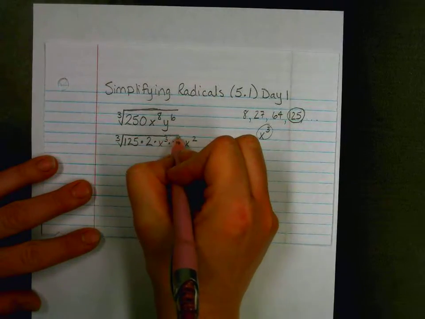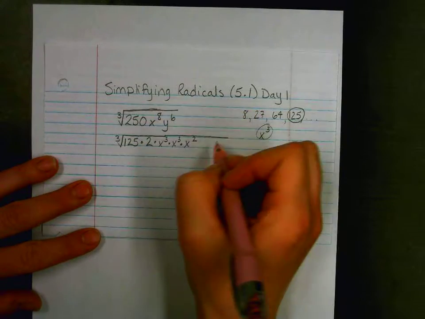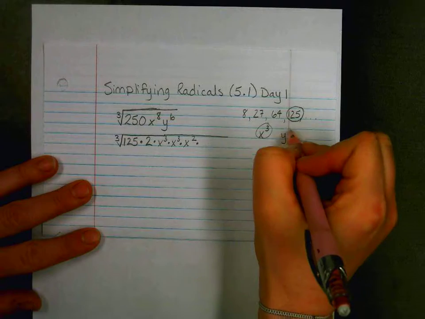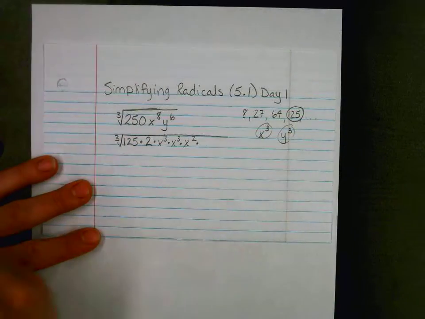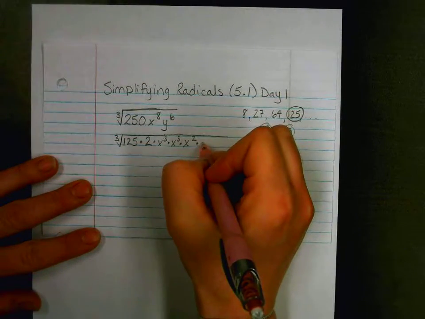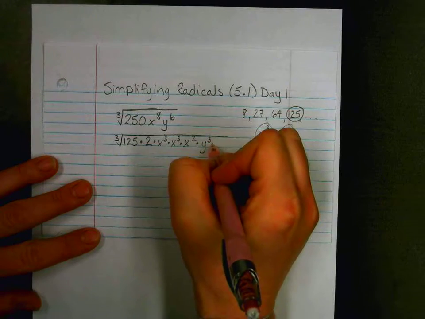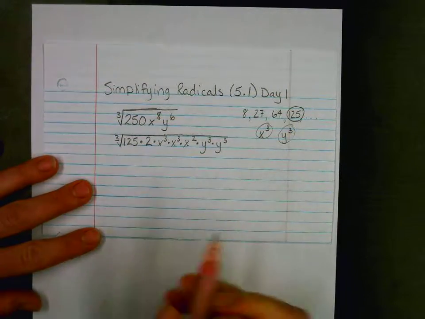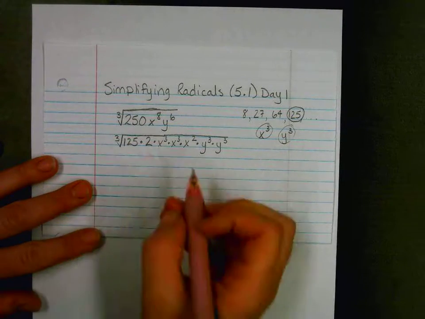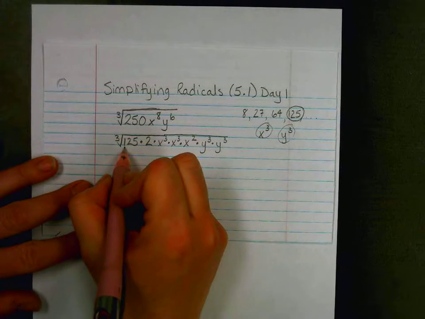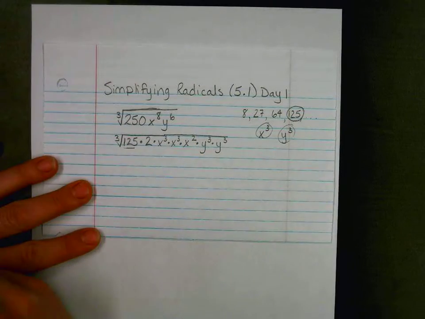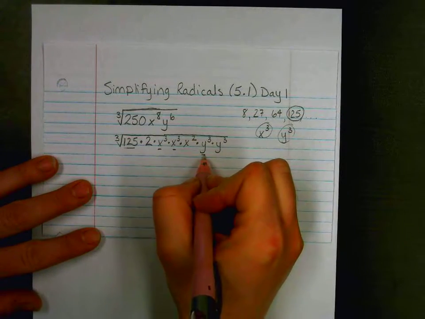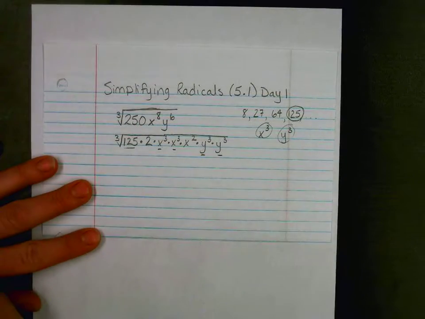I'm now going to do the same thing with my y's. I'm going to write this as a product of cubes, so my perfect cube for y's would be y cubed. I'm going to write this as a product of y cubed times y cubed. I am now going to highlight all my perfect cubes that I know I need to bring outside of my radical. So 125, an x cubed, a y cubed, and a y cubed.